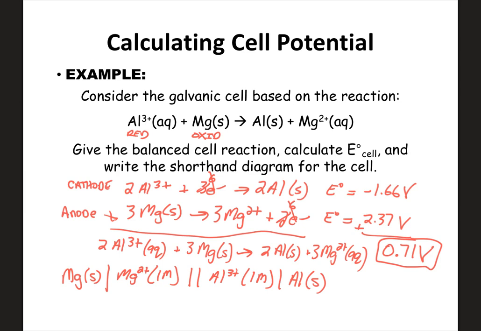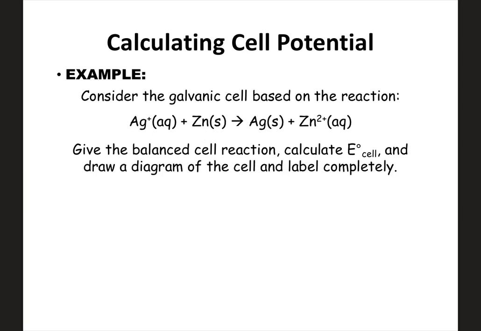So this is something you need to be able to do for any reaction or any half reactions that are given. For this example, we are going to consider the galvanic cell based on this reaction. So we're given the reaction, so we can figure out who's being oxidized and who's being reduced from the reaction itself. We want to do the balanced cell reaction, calculate E naught, and we want to diagram the cell and label this completely. All right, so let's start by looking at the reaction here, figuring out who's being oxidized, who's being reduced.